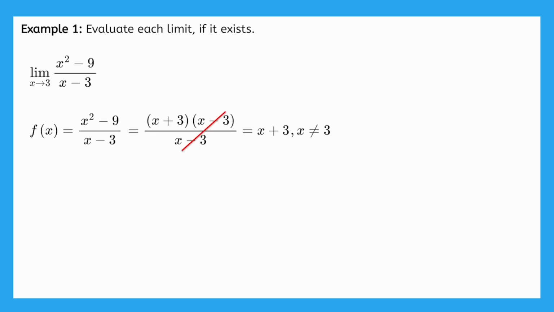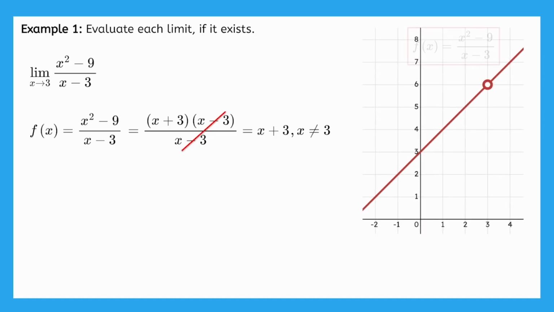From our work with rational functions, we know the graph of f will be the line x plus 3 with a hole at x equals 3. Does this give us insight about the limit we're trying to find? Does the function approach a specific value as x approaches 3? Yes! It approaches 6.